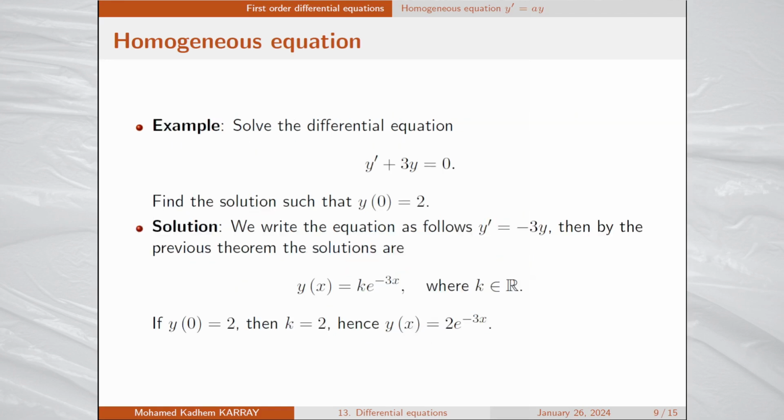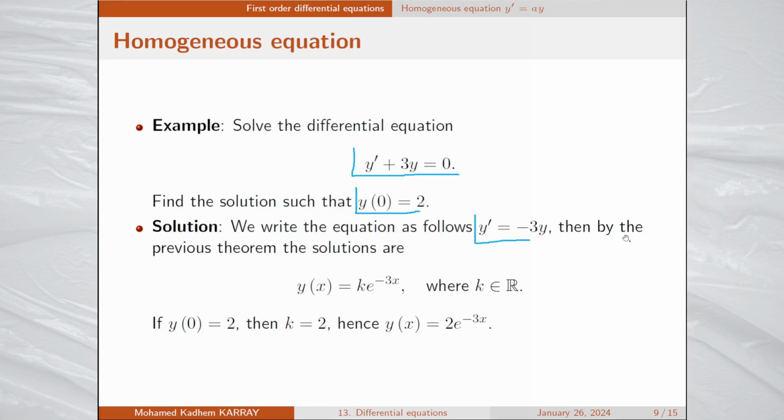Here is an example illustrating these results. We will solve together the differential equation y prime plus 3y equals 0 and find the unique solution such that y of 0 equals 2. Firstly, we write the equation in the form y prime equals minus 3y.